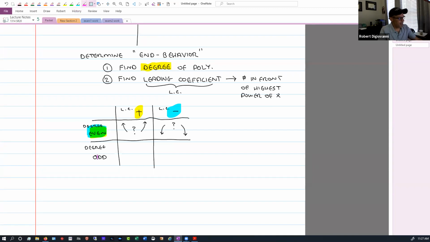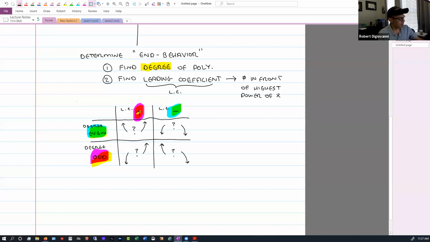Any questions on it? Now, what if we have an odd degree and a positive leading coefficient? Well, in that case, the left side goes down, the right side goes up, and in the middle, again, it could squiggle around, but eventually it has to go up on the right and down on the left. And then lastly, if we have an odd degree and a negative leading coefficient, then it's the opposite of the first one. The left side goes up and the right side goes down.